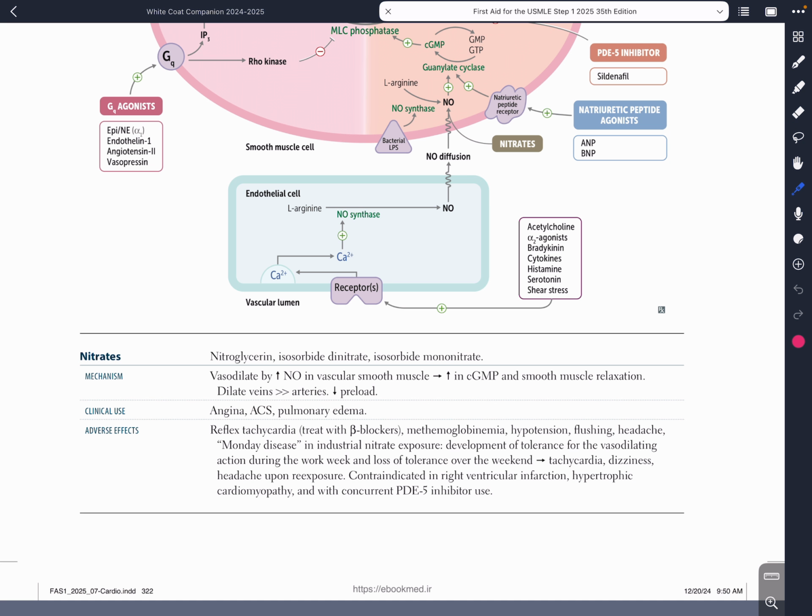Hypertrophic cardiomyopathy, HOCM patients are dependent on preload. They need more preload, so do not give them nitrates, and also not with a concurrent phosphodiesterase 5 inhibitor, sildenafil, Viagra.